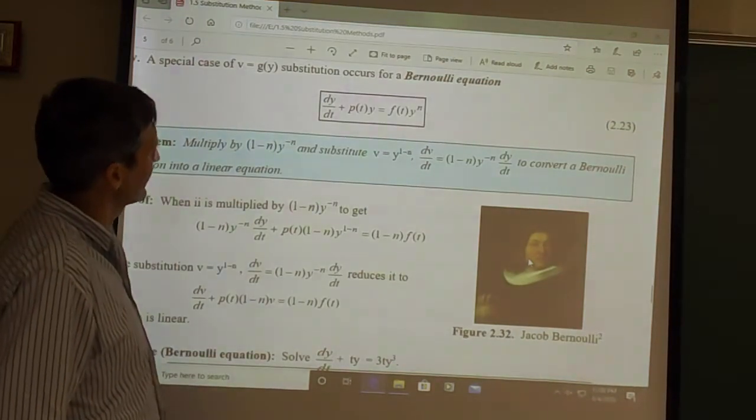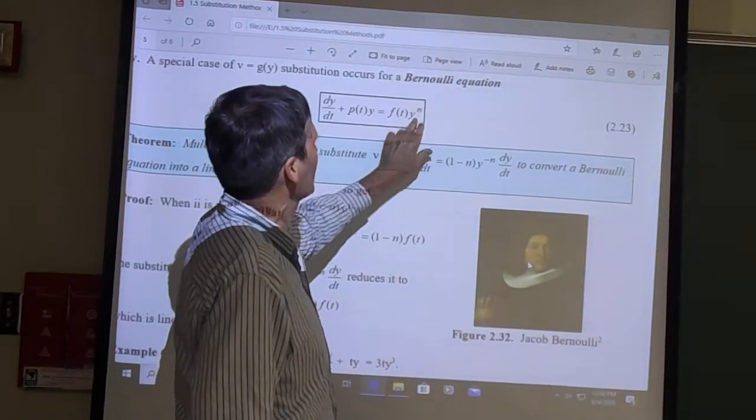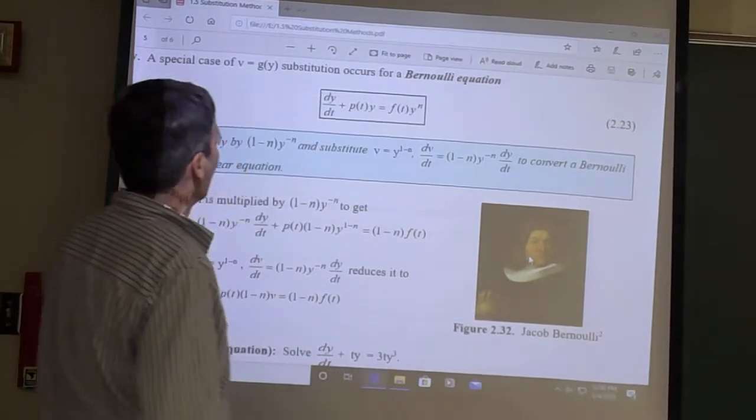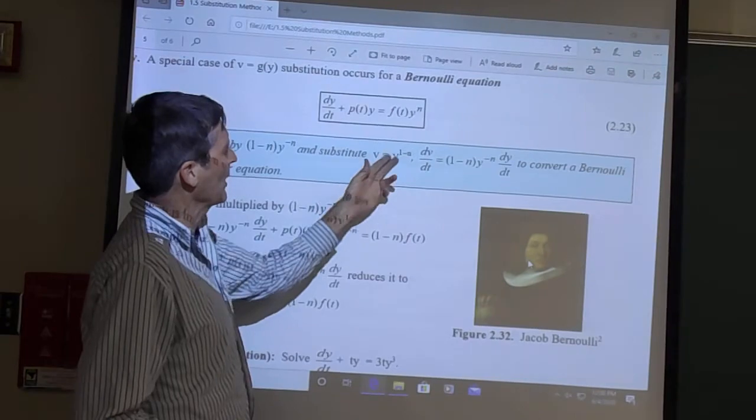And then finally, a special case was the Bernoulli equation. If you see something like this, it looks linear, but it's got a y to the n at the end, then you can substitute v equals y to the 1 minus n.